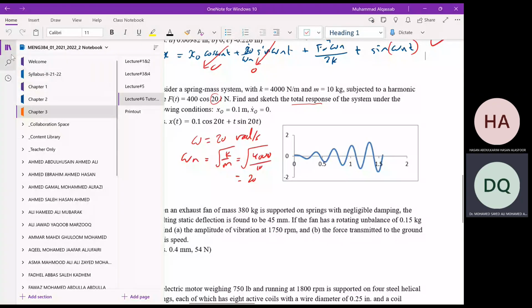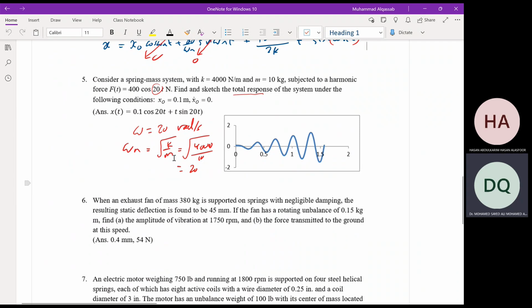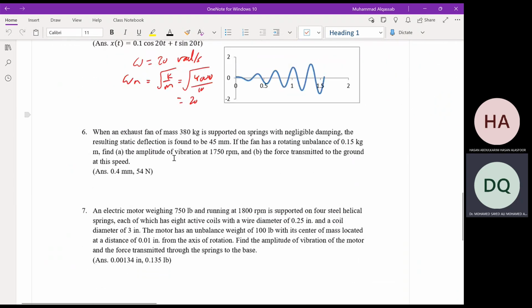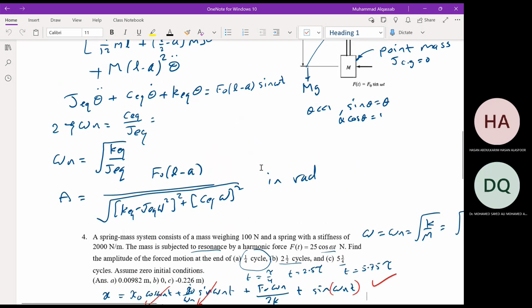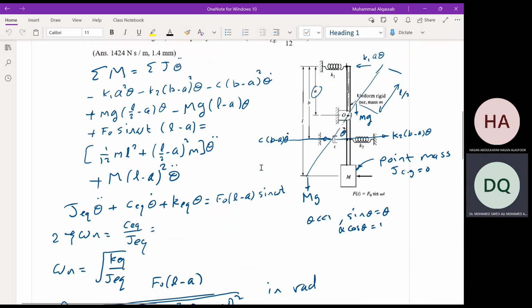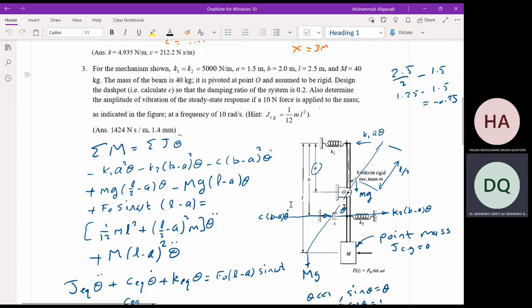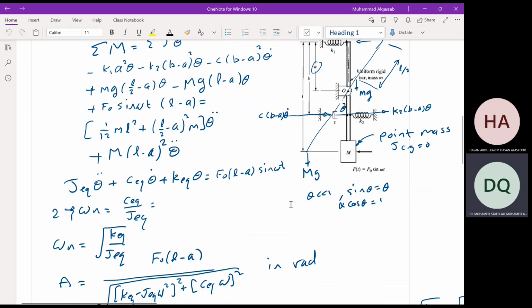Okay, so we have two questions from the previous lecture and tutorial 6. The questions we solved are about force excitation. Most of them are about spring-mass-damper systems, except question number 3, where we need to derive the equation of motion.